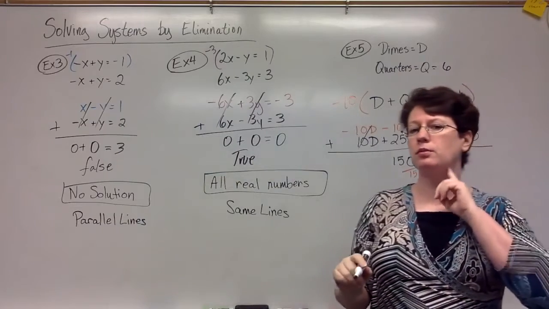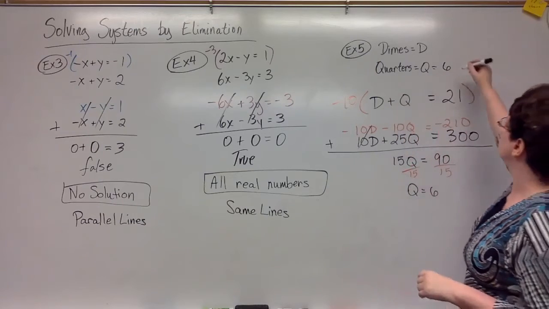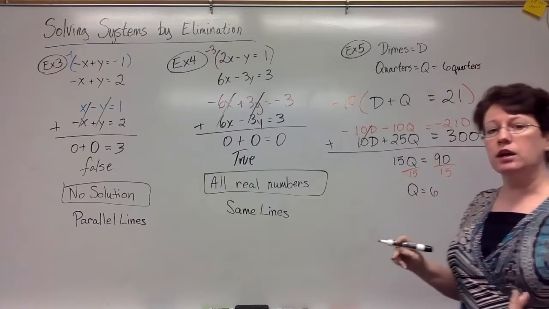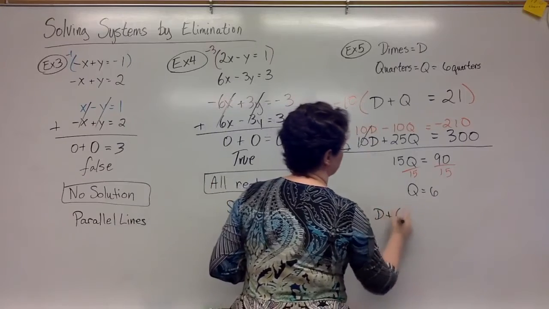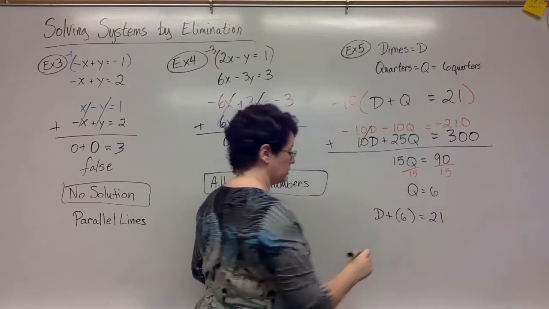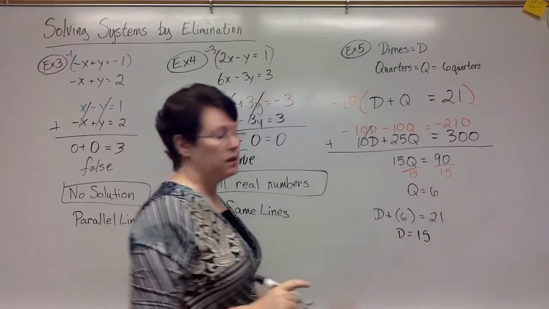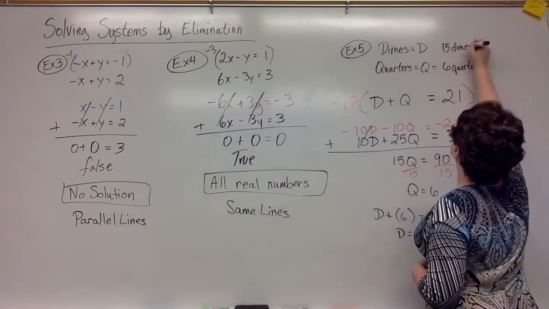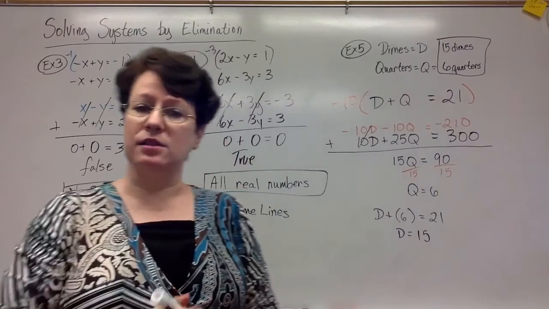Okay, so remember with word problems, you don't just put an ordered pair. With word problems, our answers mean something. So we have 6 quarters. We're going to label it. Okay, now I'm going to figure out how many dimes. So I'm going to go back to my top equation. So I have dimes plus 6 equals 21, right? We subtract that 6 over the other side, and we get 15. So we have 15 dimes. That is my solution. I have 15 dimes and 6 quarters.